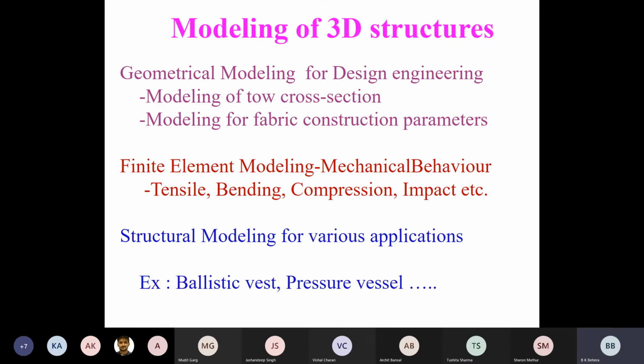And the modeling which I want to discuss before you is only the geometrical model. Otherwise, we normally have 3 types of model. One is a very simple one, the geometrical model, where we decide what will be the construction parameters of the fabric. The other one is FEM, finite element model. Otherwise it is called the mechanical model, in which we predict mechanical properties like tensile strength, bending, compression, shear, etc., impact. That's called mechanical modeling. Then the third one is structural modeling.